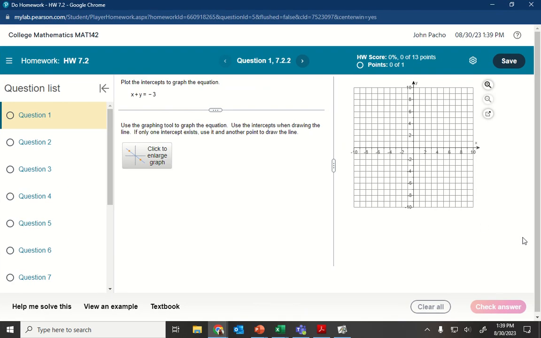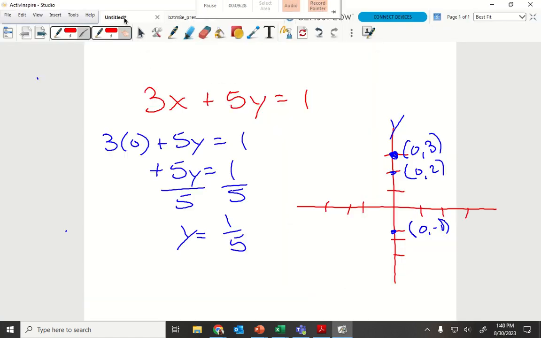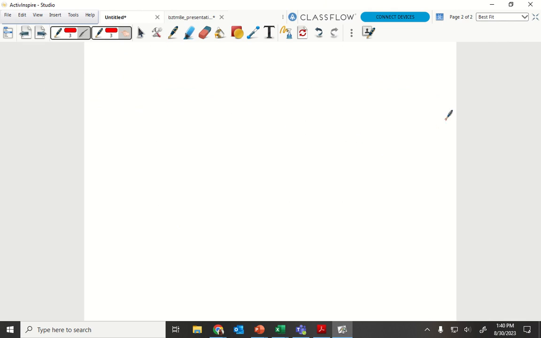All right, here is what it looks like on your homework. So this is what number 1 is on your homework. I get x plus y equals -3. So on your homework page, which would be what page? Okay. And this is question 1. You're writing this down. X plus y equals -3.